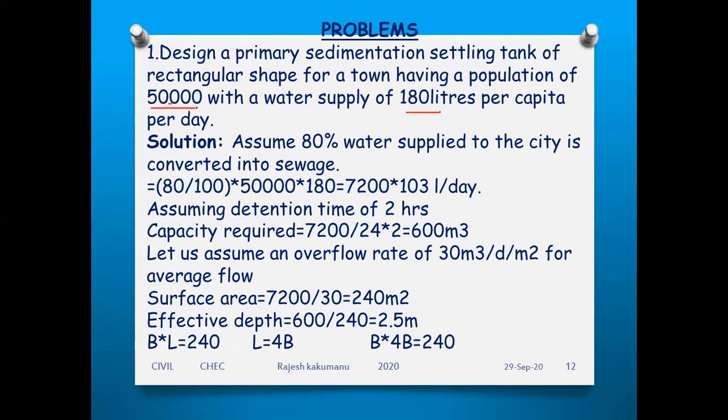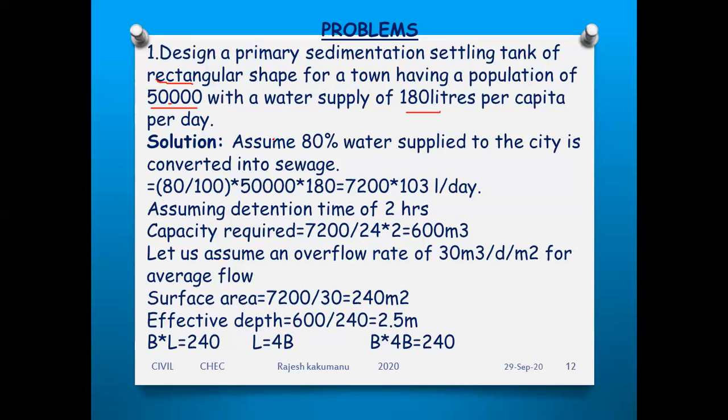Then what you have to do is design a primary sedimentation settling tank. What is the shape of the tank? The shape of the tank is rectangular. Now assume 80%. In the problems, if there is a question given in the exam, the assumption is given in brackets. If there is no assumption, you have to assume.